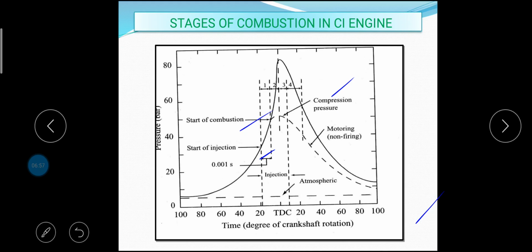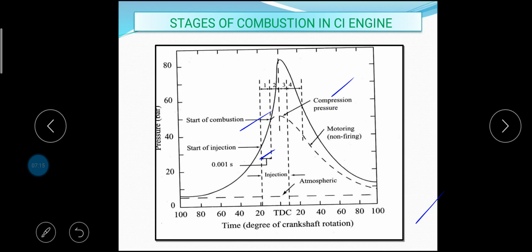It may be noted that the pressure reached during the period of rapid combustion will depend on the duration of the delay period. That is, the longer the delay, the more rapid and higher is the pressure rise, since more fuel would have accumulated in the cylinder during the delay period.